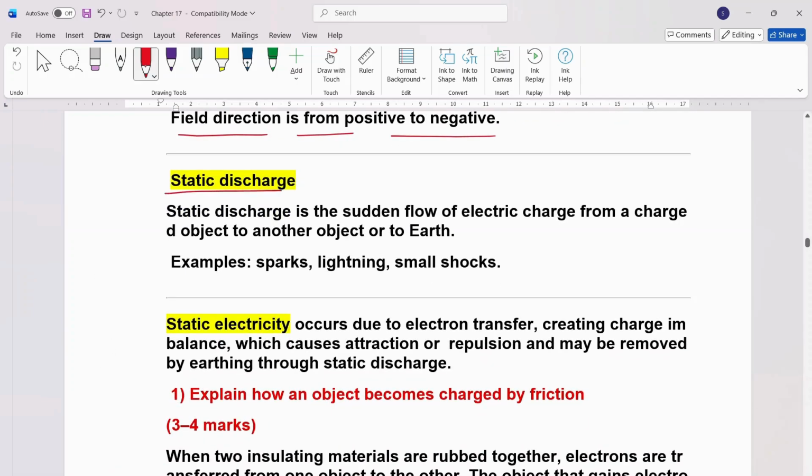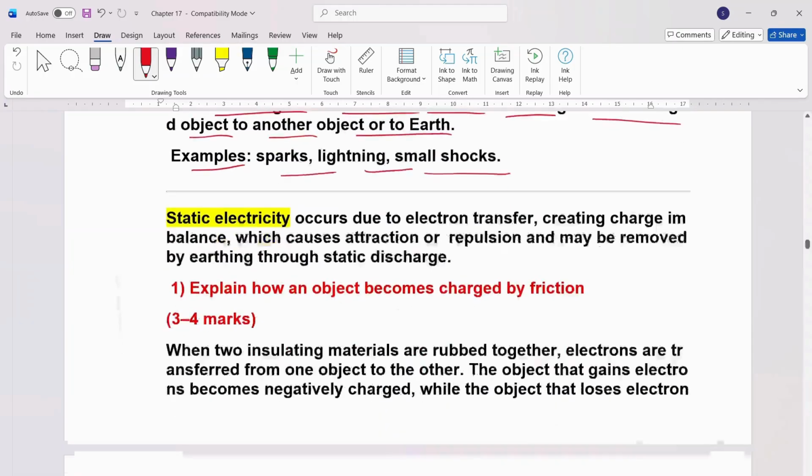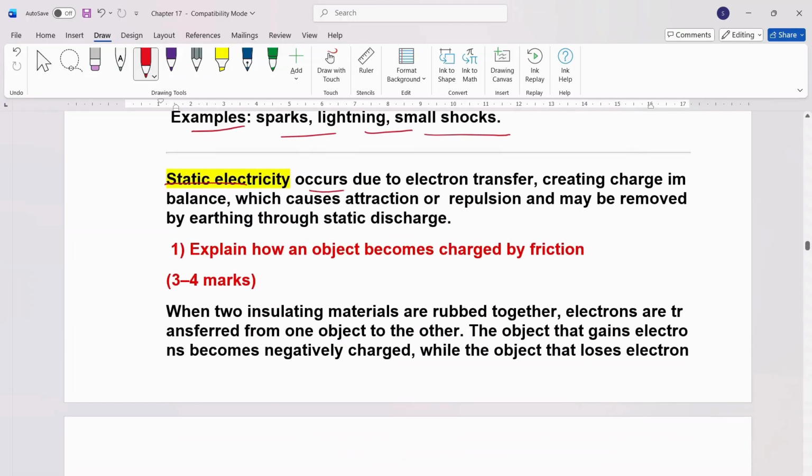What is static discharge? Static discharge is the sudden flow of electric charge from a charged object to another object or to earth. Example, sparks, lightning, small shocks. Static electricity occurs due to electron transfer, creating charge imbalance, which causes attraction or repulsion, and may be removed by earthing through static discharge. Let's practice some questions.